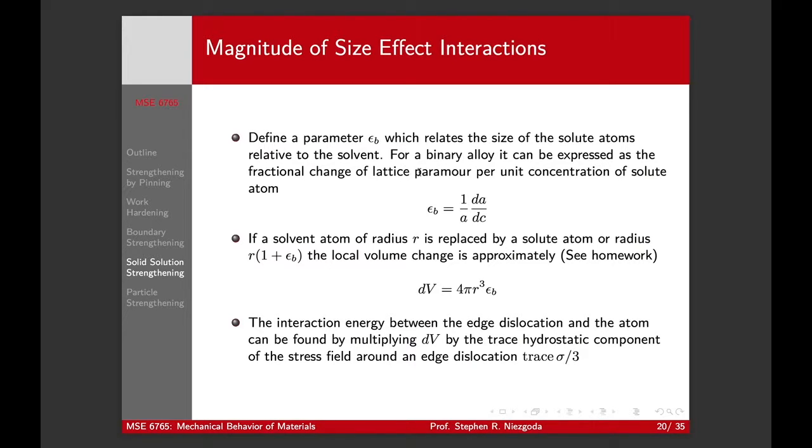Okay, the lattice parameter. For a binary alloy, it can be expressed as a fractional change of lattice parameter per unit concentration of solute atoms. Right. So this is the lattice spacing. This is the change in lattice spacing with respect to concentration, right? And we can define our epsilon b in that way.